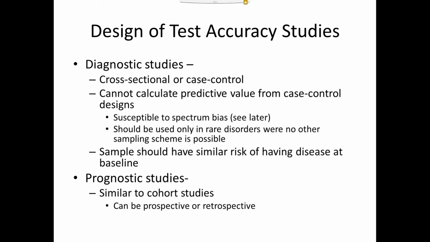When you're talking about prognostic test studies, which are essentially the same test except the results will give some information about some future outcome, these have to incorporate an element of time, and so these are typically cohort studies.